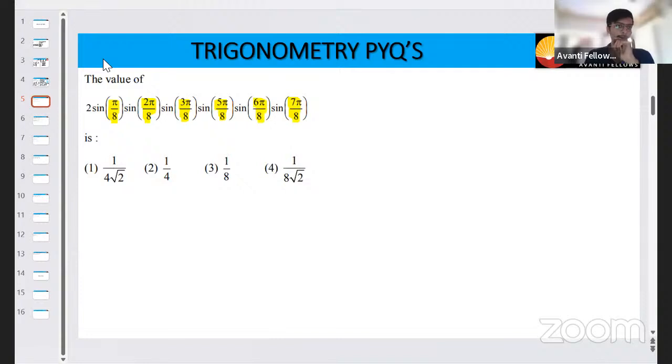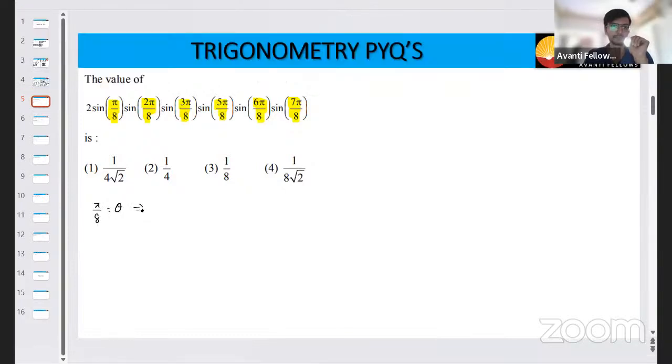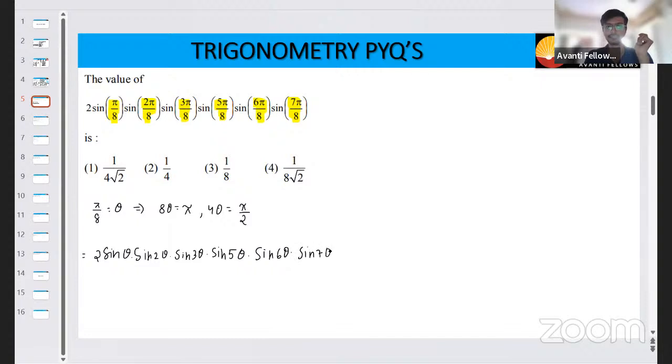So what we can do, guys, see. In such cases, to simplify the question, it is better if we let pi by 8 as theta. That means 8 theta is pi and 4 theta is pi by 2. So my expression will become 2 sine theta sine 2 theta sine 3 theta sine 5 theta sine 6 theta and sine 7 theta.